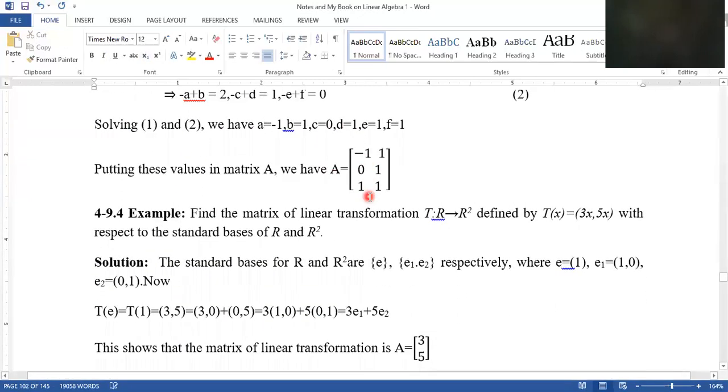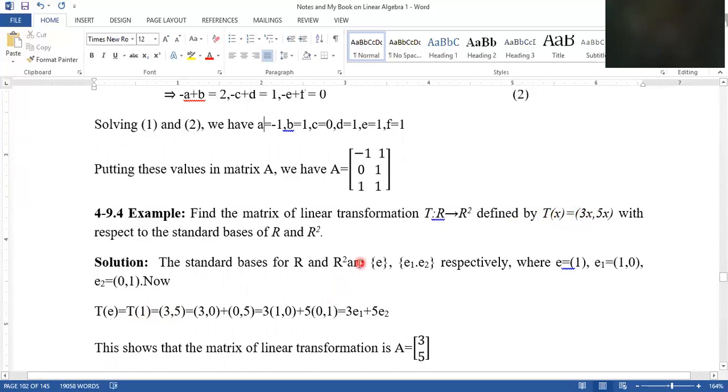So let us take another example: find the matrix of a linear transformation T from R to R² defined by T of x is (3x, 5x) with respect to the standard basis. Dear students, the standard basis of R is e, which is 1, and the standard basis of R² is (1, 0), (0, 1). So we have to calculate T of 1.